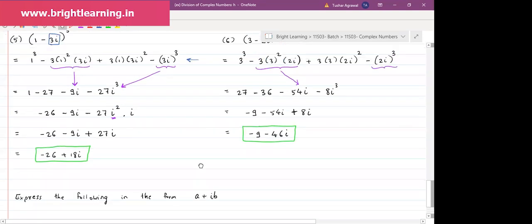Okay, next question. Express the following in the form a plus ib.